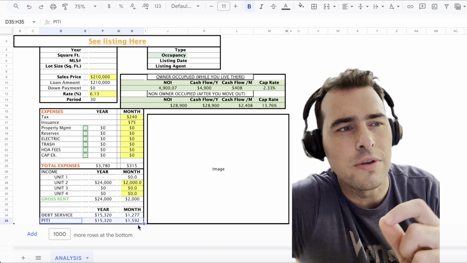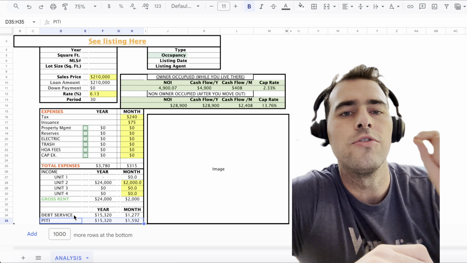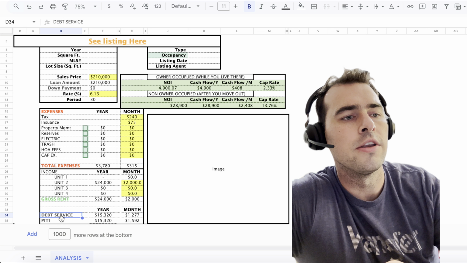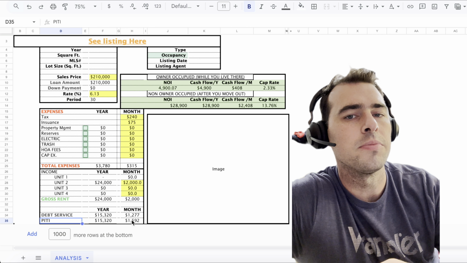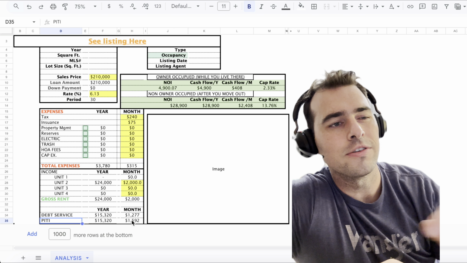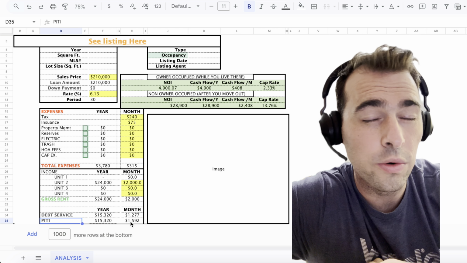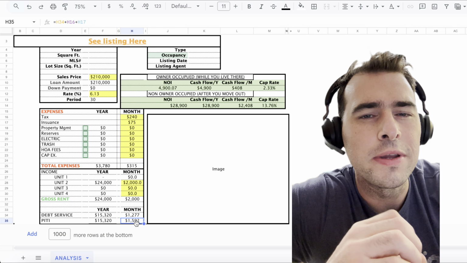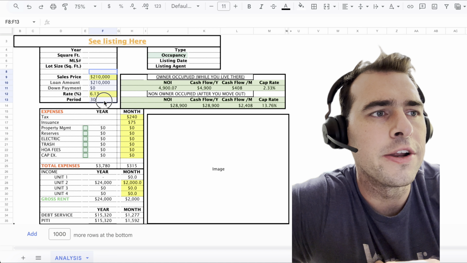And if you do not know the difference, debt service is just the loan. So it's just your principal and your interest, and your PITI is going to be your principal, interest, taxes, and insurance. So it's your monthly mortgage payment. So $1,592 is going to be your monthly mortgage payment in this scenario right here.